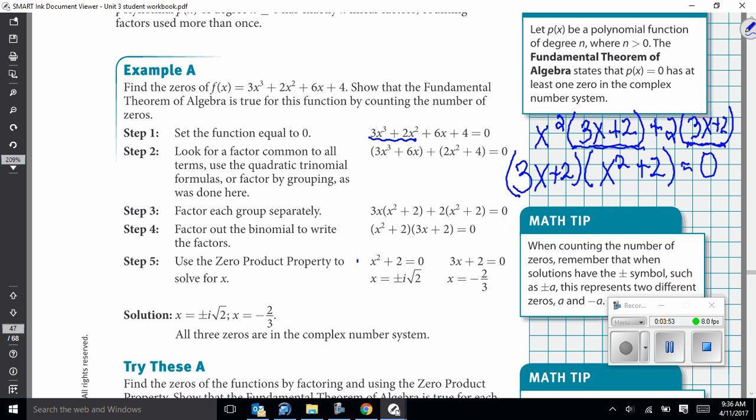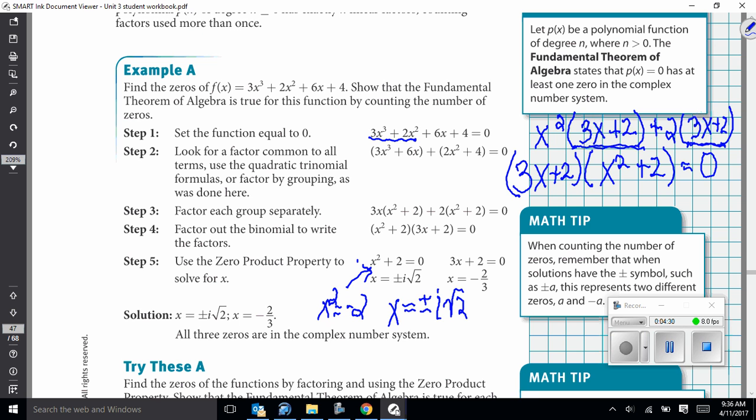Down in the next step, we have 3x plus 2 equals 0. Solving for x, we get x equals negative 2 over 3. Then we have x squared plus 2 equals 0. Moving the 2 over, and this is the step that they skip, we have x squared equals negative 2. To undo the square, we take the square root of both sides. We have the square root of negative 2. When you take the square root of a negative number, that's i, your imaginary. So x equals plus or minus i square root of 2.